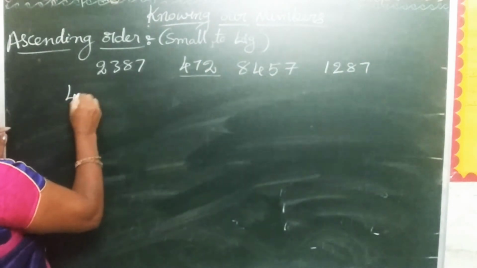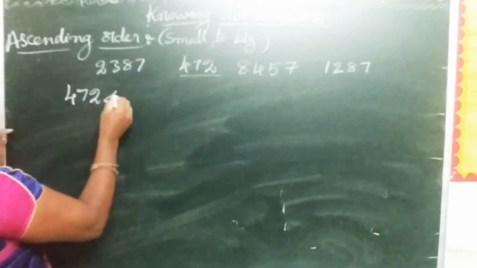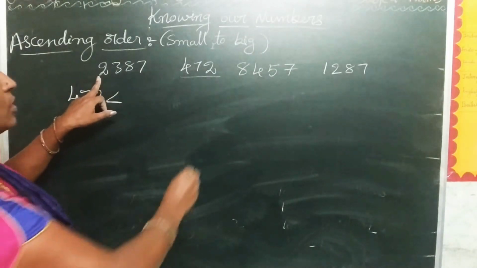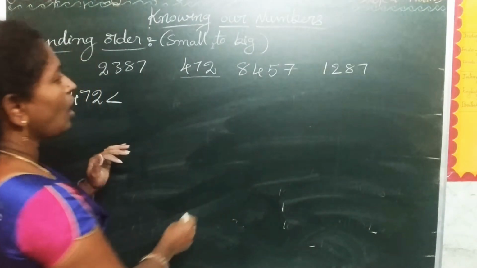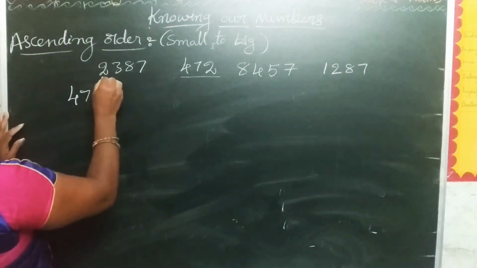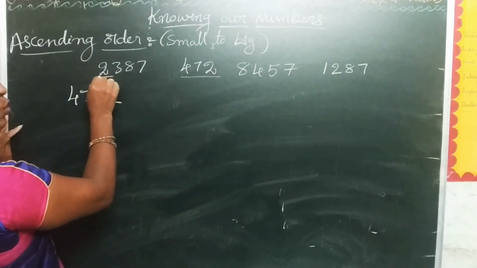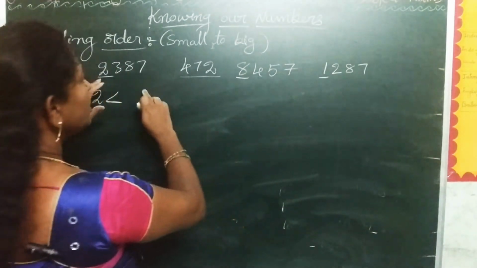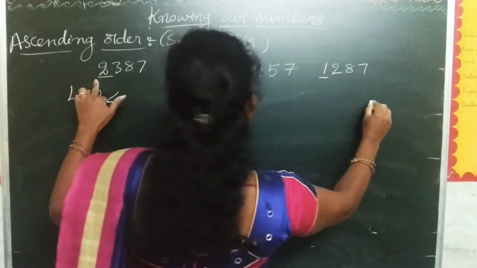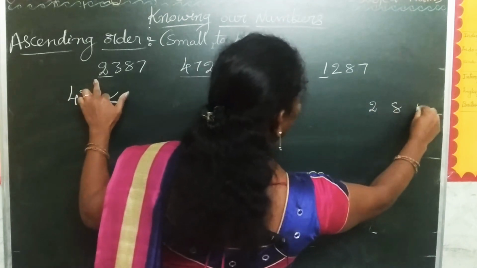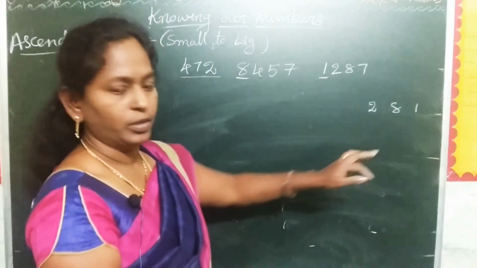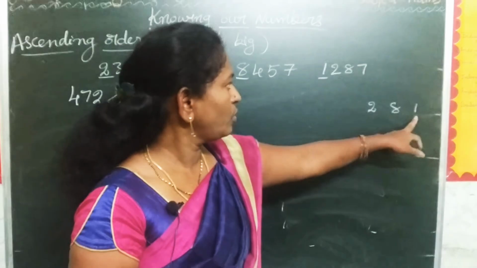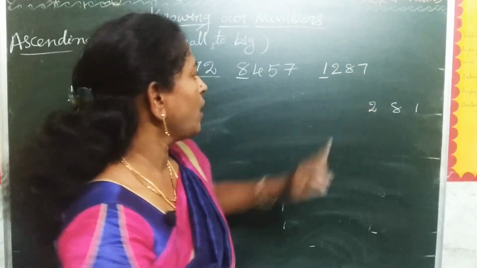So 457. And next, compare these remaining 3 numbers. Which is the smallest number in the thousands place? Compare the leftmost place: here 2000, 4000 and 1000. Let us write 2387, 4728 and 1287. Which is the smallest number in this? 1 is the smallest number, you know, so that is 1287.